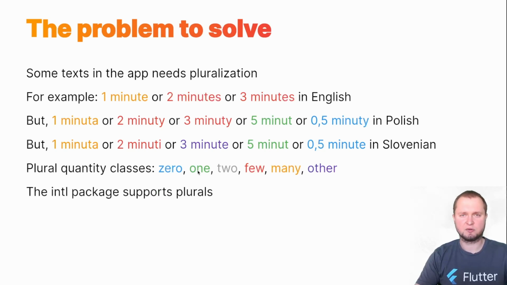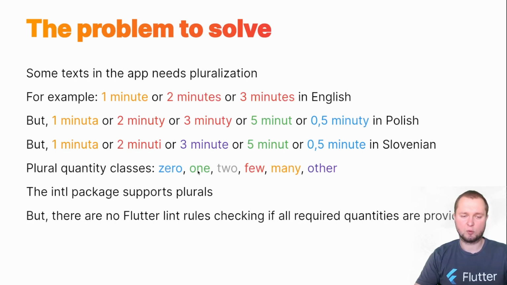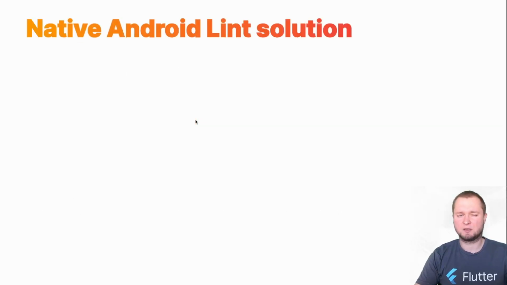And the Intl package used in Flutter apps supports plurals. However, there is no lint check to verify if all the required plurals for the given language are provided. If I do not provide all the required plurals, the app will work. They will fall back to other if some needed plural is not provided, but the spelling may be incorrect for some languages.